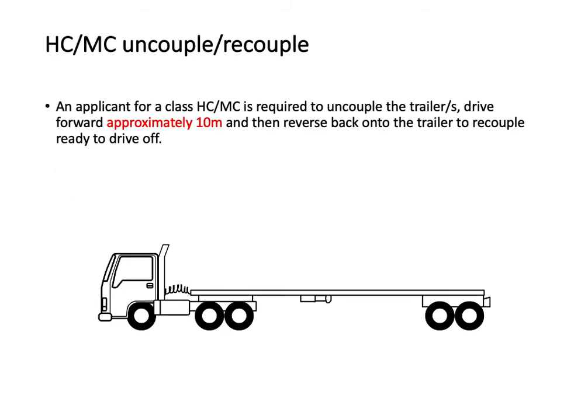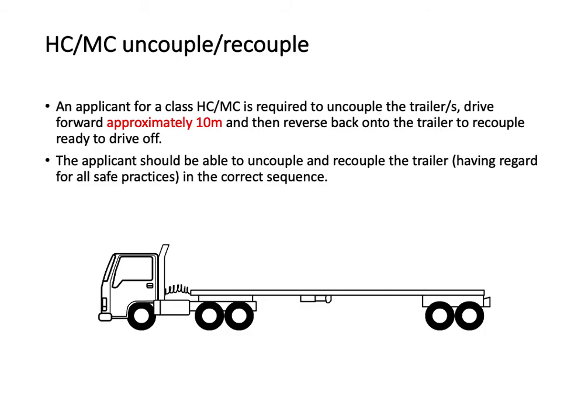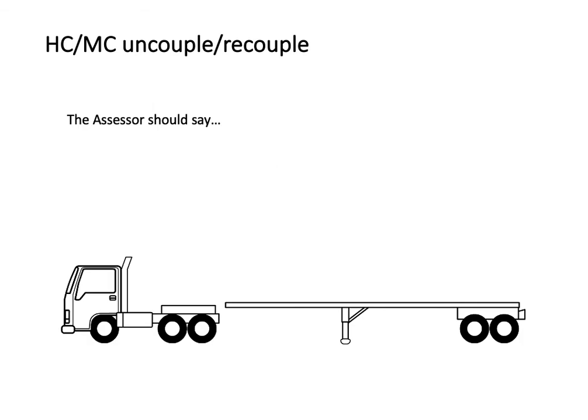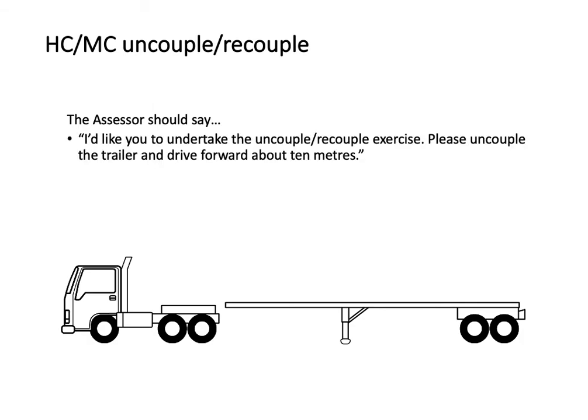HCMC uncouple recouple. An applicant for a Class HCMC is required to uncouple the trailer/trailers, drive forward approximately 10 meters, then reverse back onto the trailer to recouple, ready to drive off. The applicant should be able to uncouple and recouple the trailer, having regard for all safe practices in the correct sequence. The assessor should say, "I'd like you to undertake the uncouple-recouple exercise.